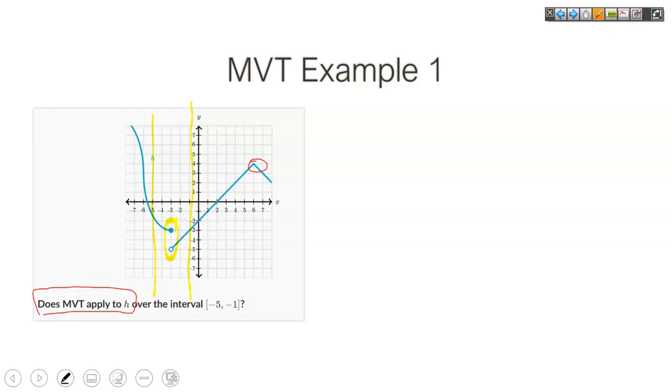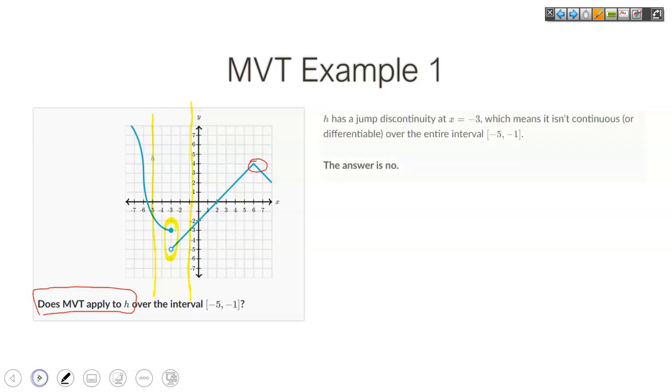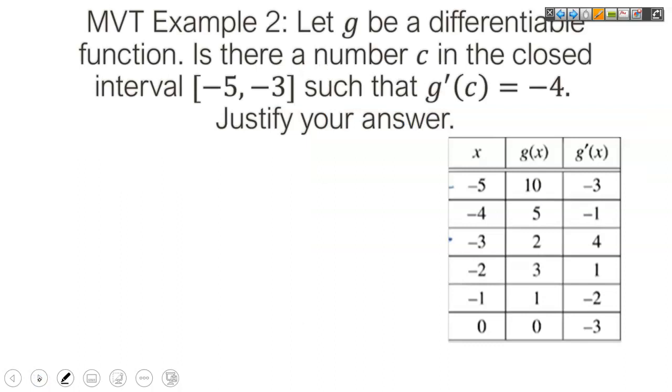So if a function is not continuous at a point, it's therefore also not differentiable, so can MVT be applied? So we have a jump discontinuity at -3, which means it isn't continuous, therefore no. Let g be a differentiable function. And g is differentiable, therefore g is continuous.